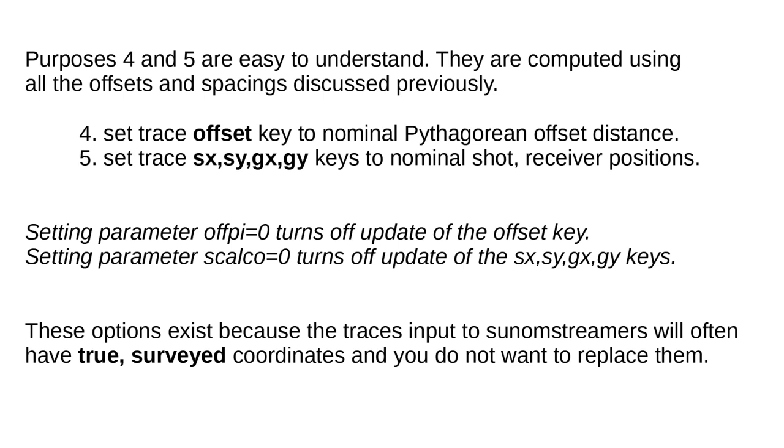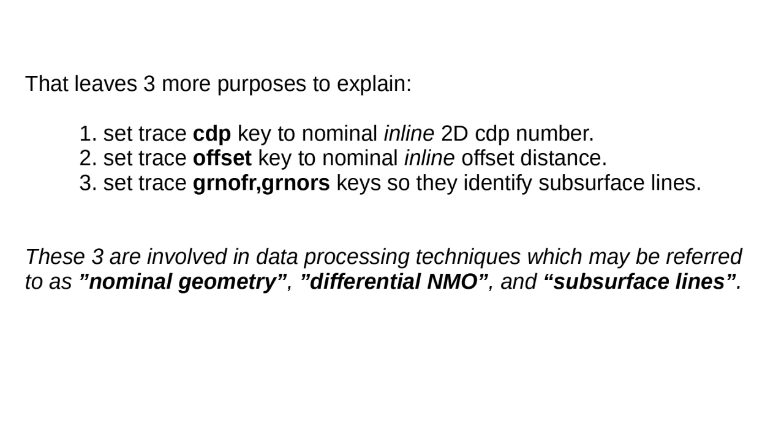If you actually have an old survey with no coordinates at all, then you can make some using sunomstreamers. When creating coordinates, sunomstreamers uses the x-coordinate for the inline direction and the y-coordinate for the cross-line direction. It also adds big constants to those coordinates to avoid negative values, since negative coordinates might cause problems in some programs or displays. The main uses of sunomstreamers are discussed in detail.